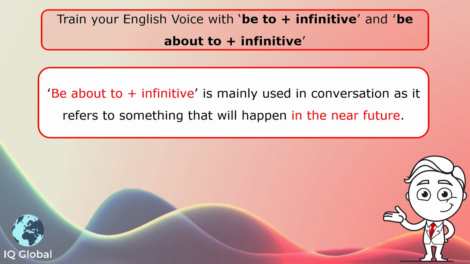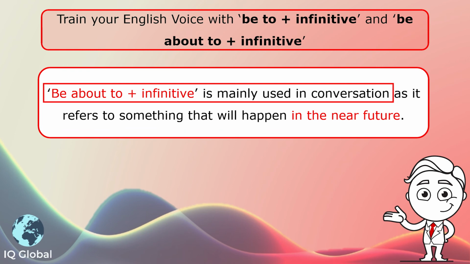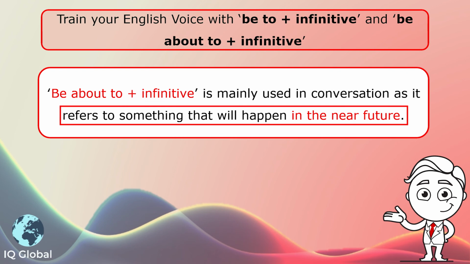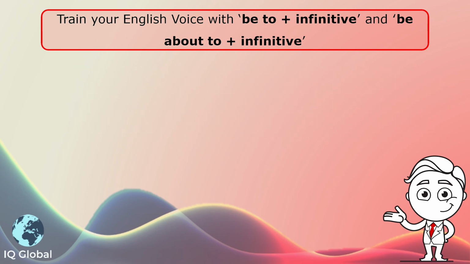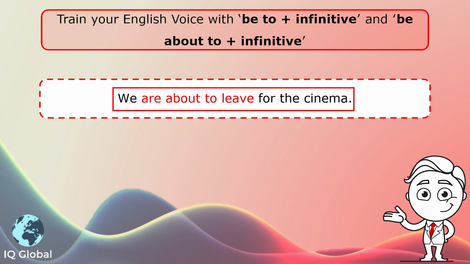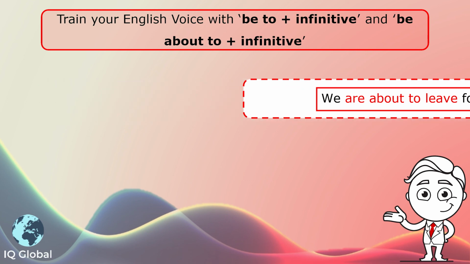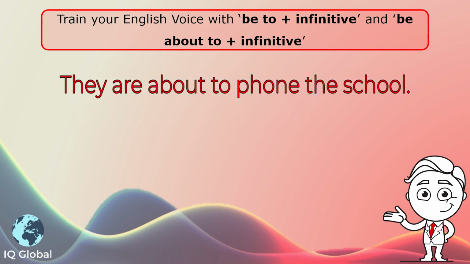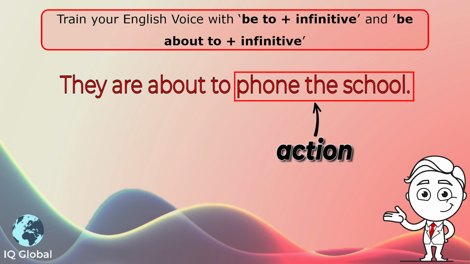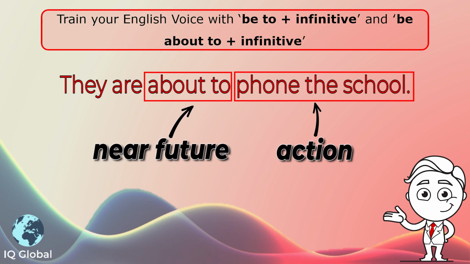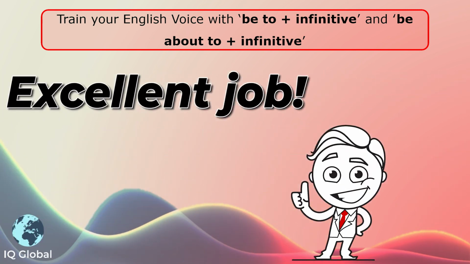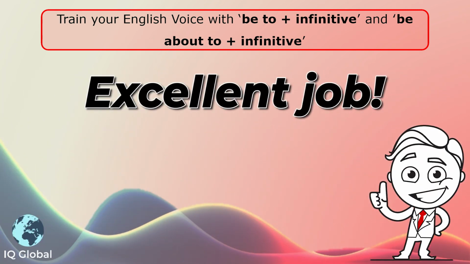And lastly, be about to plus the infinitive. Well, we use this in conversation as it refers to something that will happen in the near future, the very near future. For example, we are about to leave for the cinema. What are they about to do? Leave. Or they are about to phone the school. The action, they're going to phone the school, and they're going to do it in the near future. And that's how we use be to and be about to.